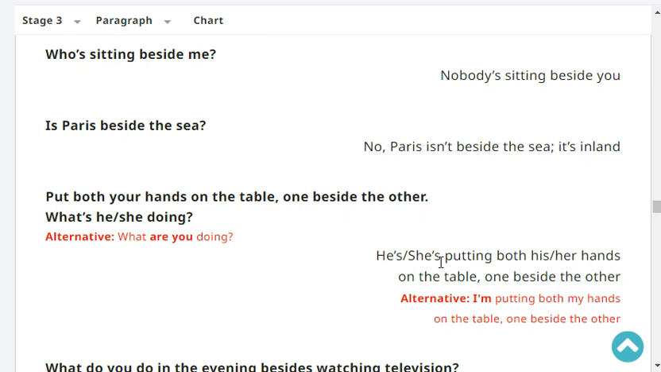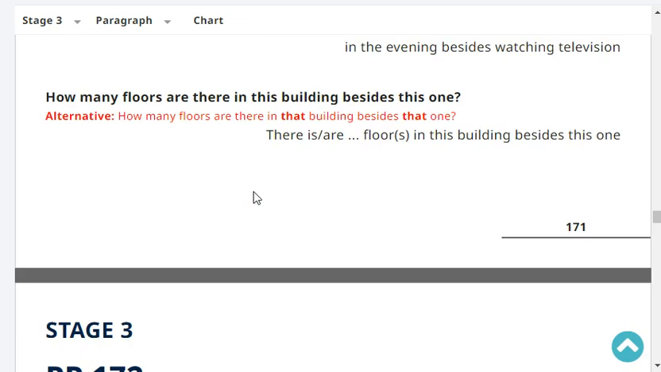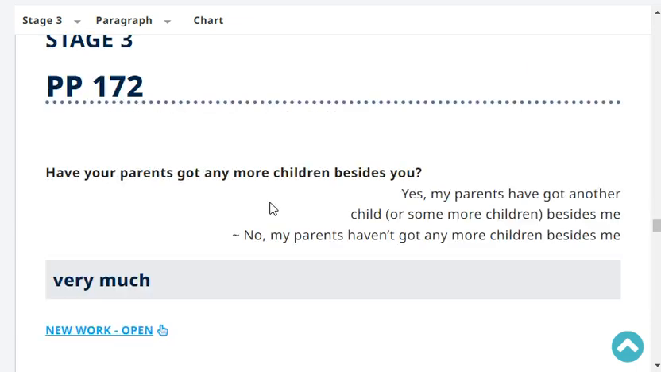How many floors are there in this building besides this one? There are four floors in this building besides this one. Very good. Have your parents got any more children besides you? Yes, my parents have got another child besides me. No, my parents haven't got any more children besides me.